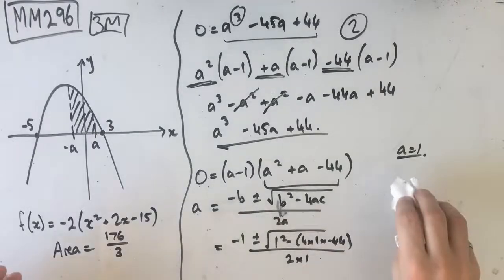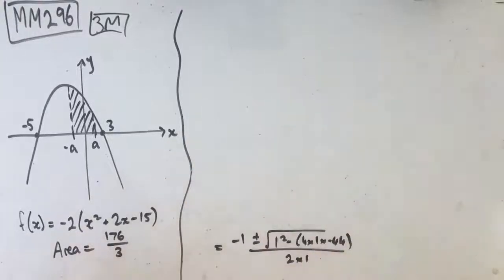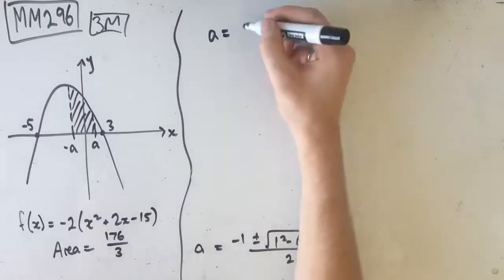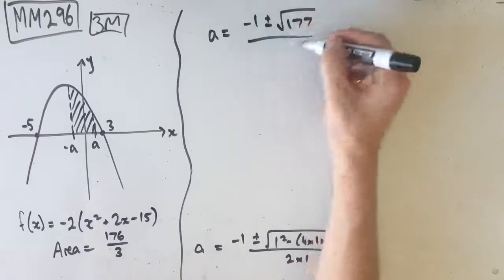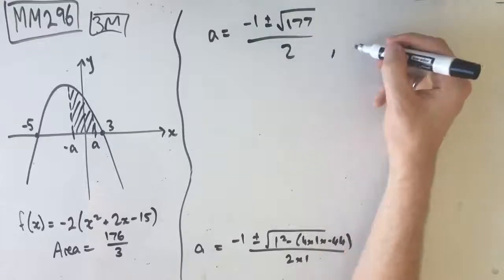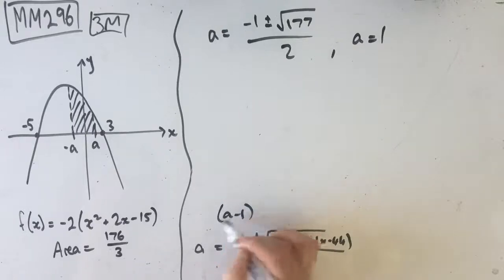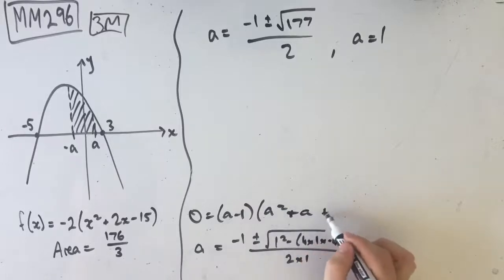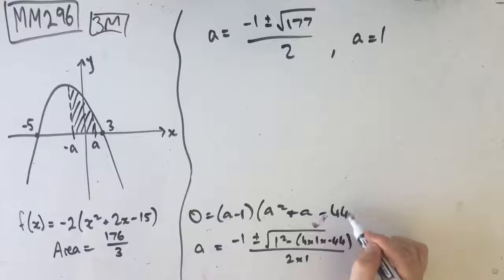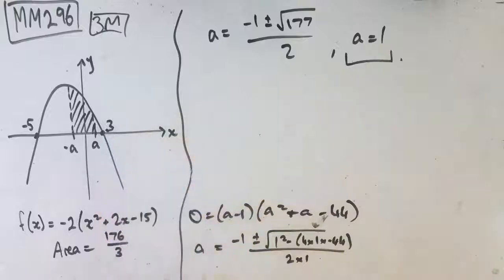All right, cool. So from here, we can break this down and say that a is equal to -1 plus minus square root of 177 over 2, and a equals 1, right? Because we had our a take 1, 0 equals a take 1, and a squared plus a take 44. Awesome. But a equals 1 is the only value between -5 and 3.